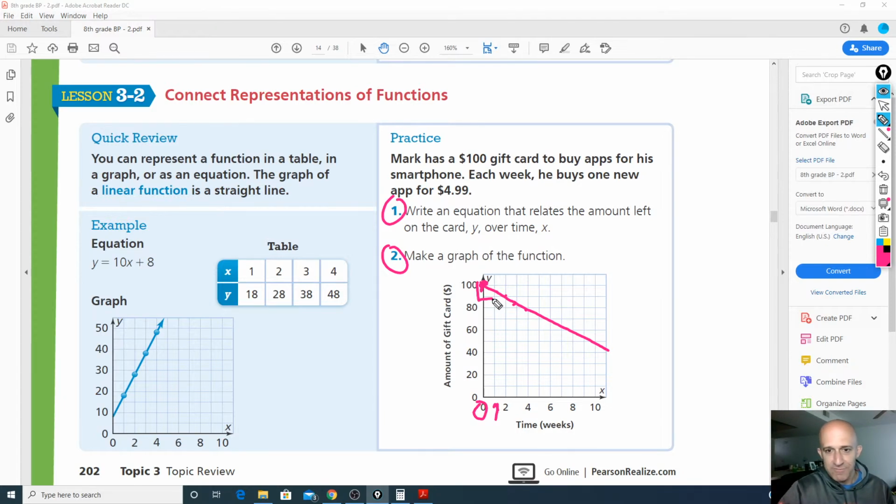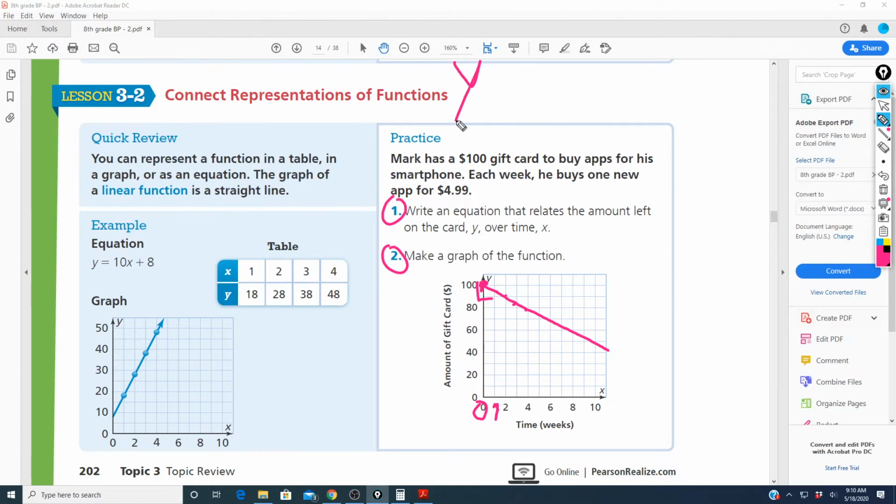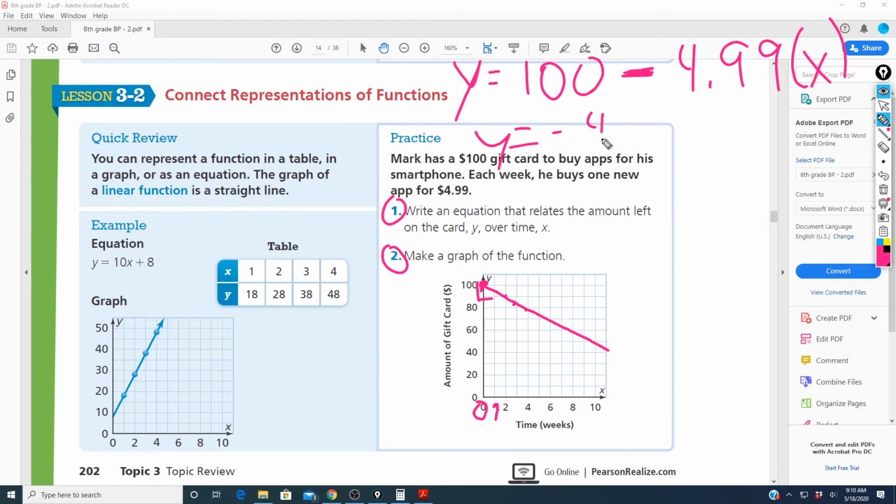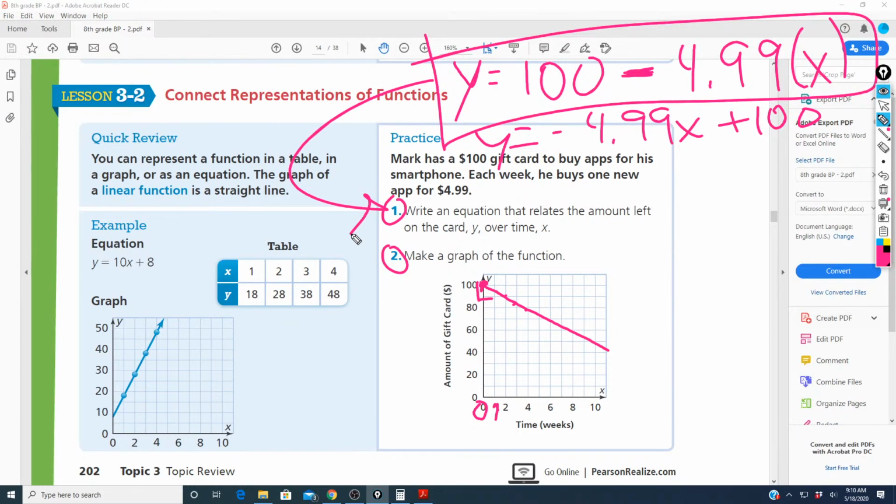So the equation that relates the amount left on the card: y changes all the time. So if y changes, you're starting with that 100, and you're subtracting 4.99x each week, right? It should look something along these lines. If you had it as y equals -4.99x plus 100, that's the same thing. That's your equation for number 1.